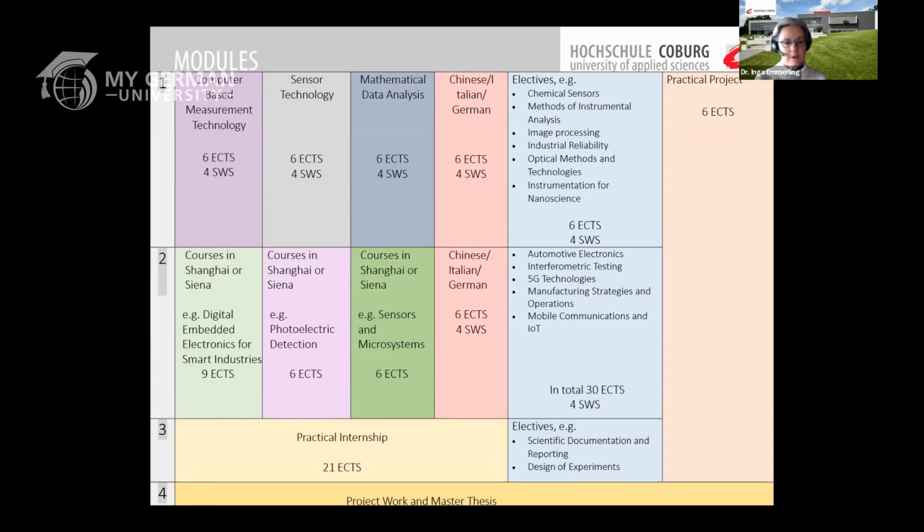In your third semester, you have to apply for internships. Normally, students do their internships in companies in Germany, which gives them some really good insight into how German companies are working. For this internship, you get 21 credits. And your final semester is project work and master thesis. Also, this master thesis is mostly done in a German company. And often the practical internship is your first step into the company, and you get in contact. And if you do a good job, normally the companies also offer a master thesis to you.